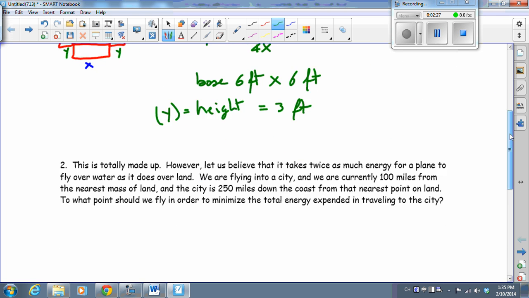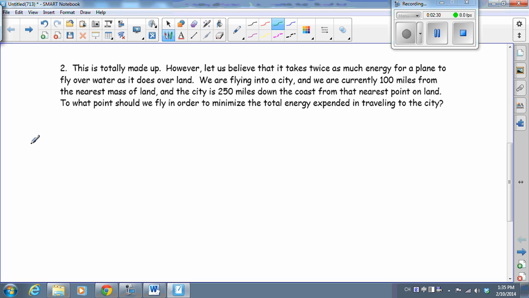Let's look at problem number 2. It says this is totally made up, first of all. However, let us believe that it takes twice as much energy for a plane to fly over water as it does over land. We are flying into a city and we are currently 100 miles from the nearest mass of land. And the city is 250 miles down the coast from that nearest point on land. To what point should we fly in order to minimize the total energy expended in traveling to the city?